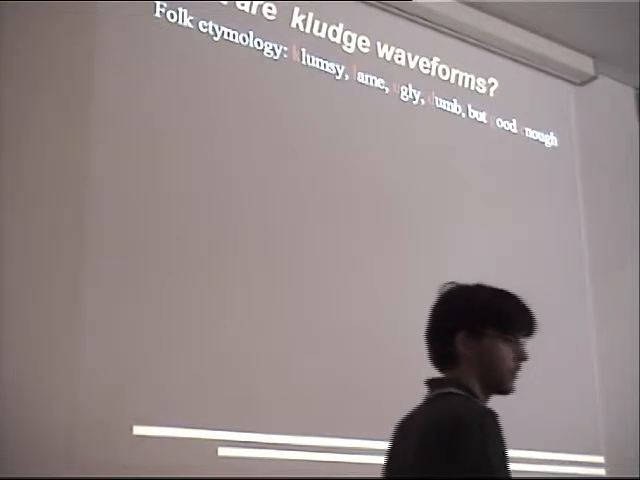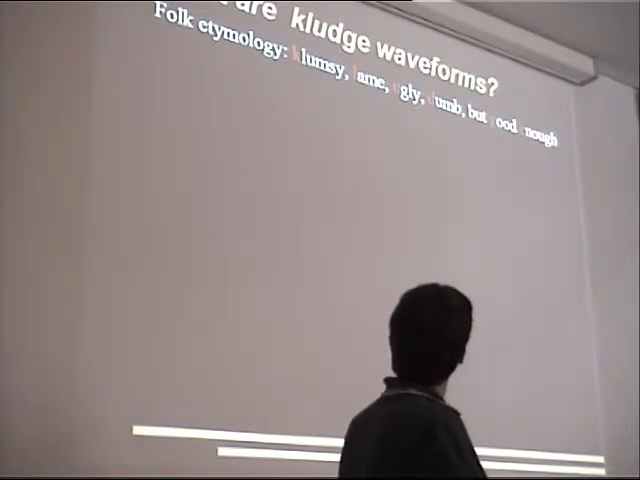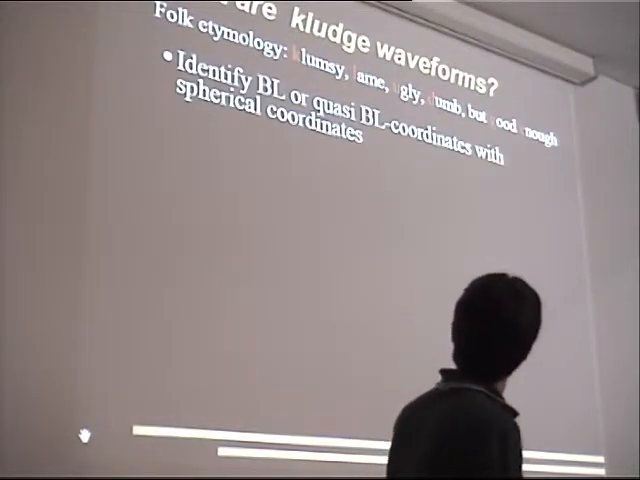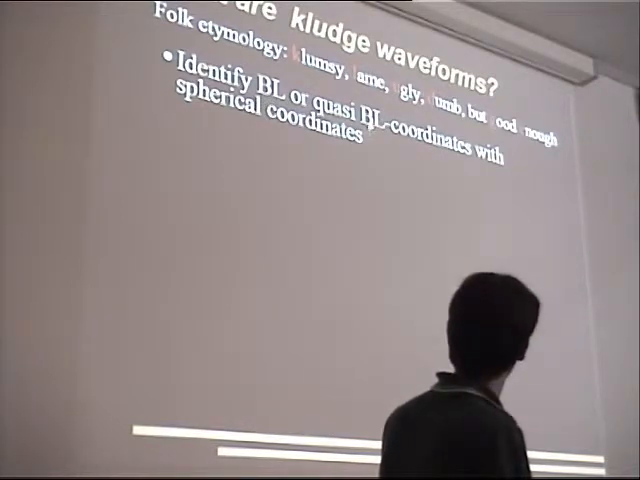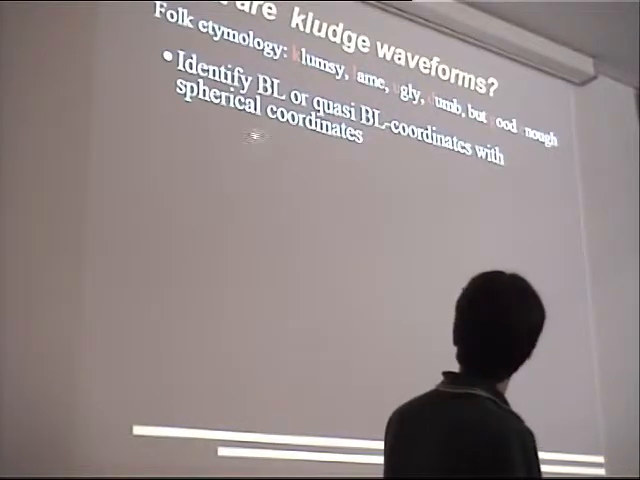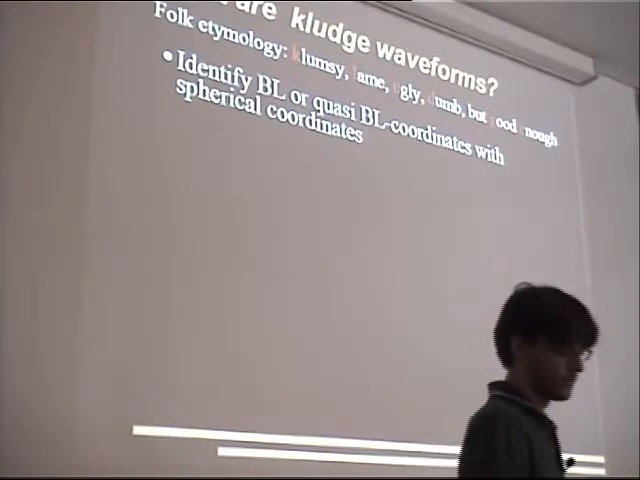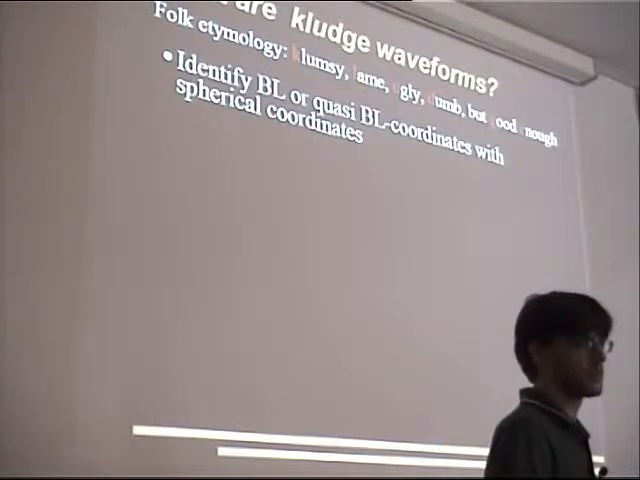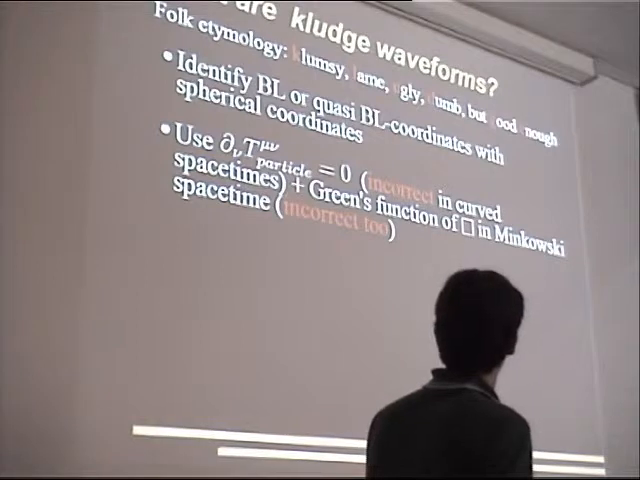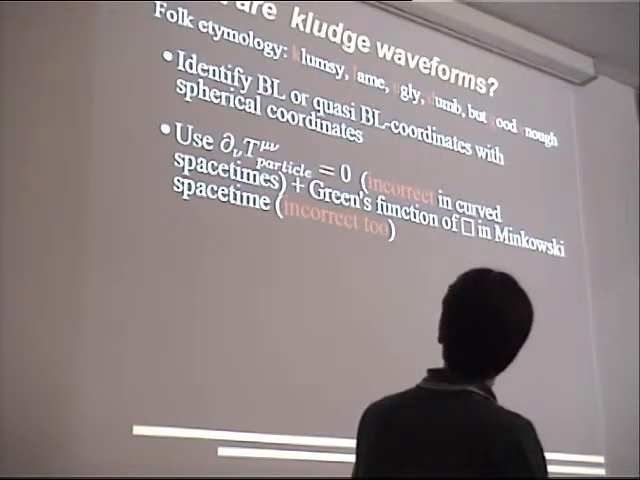First of all, what are kludge waveforms? So kludge waveforms are a dirty approximation, as you know. First of all, you identify your Boyer-Lindquist, or quasi-Boyer-Lindquist coordinates if you are in a quasi-Kerr spacetime, with spherical coordinates in a Minkowski spacetime. And then you use the quadrupole or octupole or higher order formulas. And this amounts to using 2 wrong assumptions.